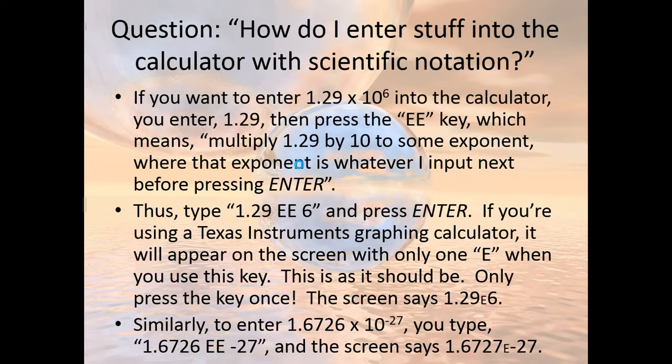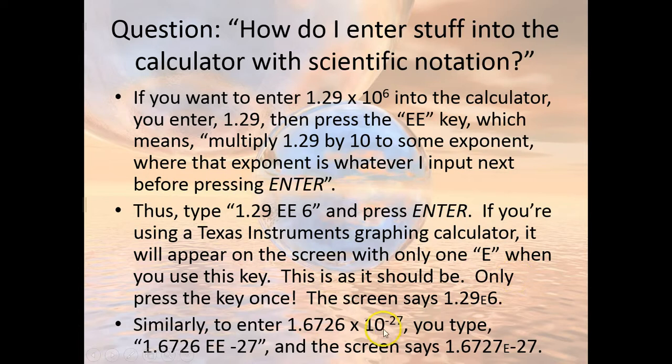Now, a lot of people sometimes wonder, how do you enter stuff into your calculator with scientific notation? So what you do is if I wanted to enter 1.29 times 10 to the 6th, instead of literally typing 1.29 star 10 caret 6, I would write 1.29 and then I'd press the special EE key. The location of this key is different depending on your calculator, and then I would just write 6. And that would literally be 1.29 times 10 to the 6th. The screen would display it like this, 1.29 little capital E, 6, and that would tell you that it's 1.29 times 10 to the 6th.